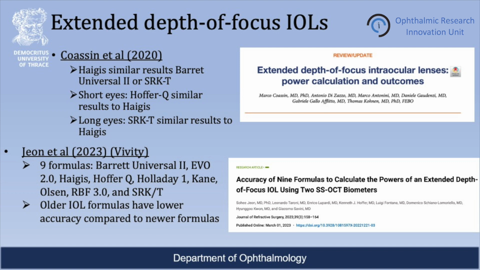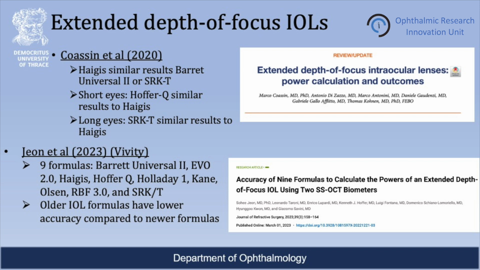It is known that extended depth of focus lenses are increasingly used in the correction of presbyopia. However, the available literature on the appropriate formula in this technology of intraocular lenses is limited. In 2020, Kosen proved that Haigis, Barrett Universal 2 and SRK/T showed similar results. Hoffer Q and Haigis are recommended for short eyes and SRK/T and Haigis for long eyes.